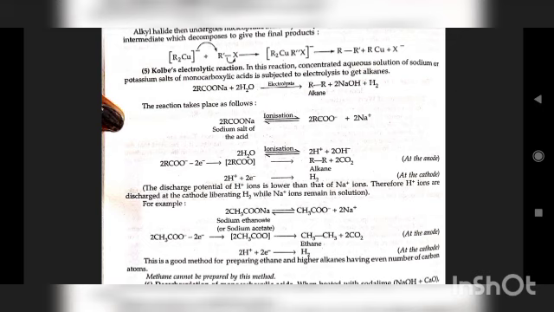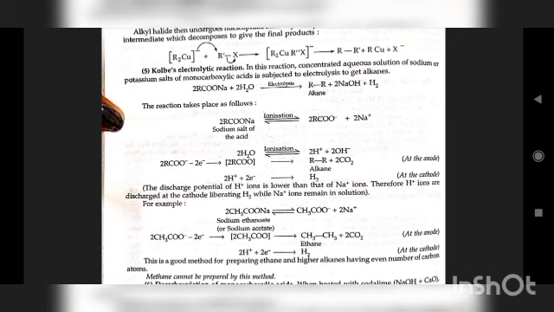Kolbe's electrolysis reaction. In this reaction, concentrated aqueous solution of sodium or potassium salt of monocarboxylic acid is subjected to electrolysis to get alkanes. Now, RCOONa plus 2H2O in presence of electrolysis gives alkanes plus 2NaOH plus H2. The reaction takes place as follows.